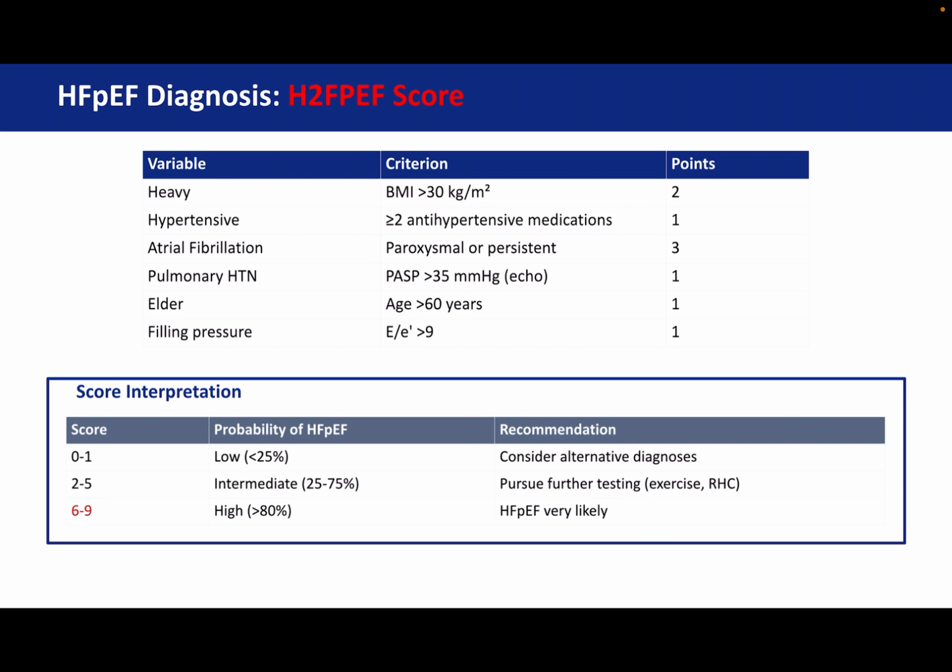The H2FPEF score is a validated clinical scoring system developed at the Mayo Clinic for estimating heart failure with preserved EF probability before proceeding to invasive or advanced imaging. It is straightforward to calculate in clinic. Six variables, six clinical risk factors, are delineated here. Depending on the score, the probability of having heart failure is determined.